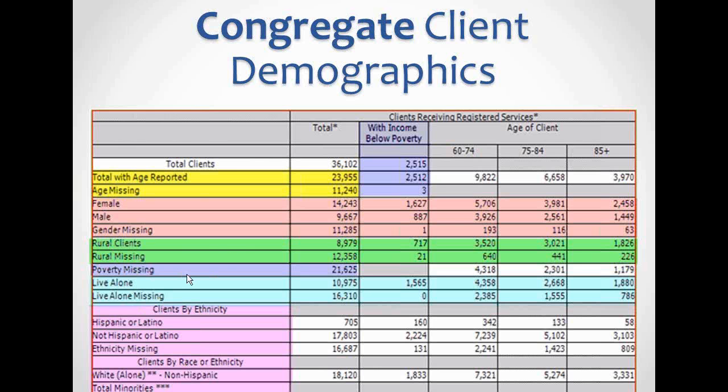Demographics, in addition to the poverty, do they live alone or not, are our ethnicity and our race. And I couldn't fit everything on, so I stopped here at total minorities because it goes through everything, each of the ethnicities, such as Pacific Islander, American Indian, all of those, Hispanic, white only, that type of thing.